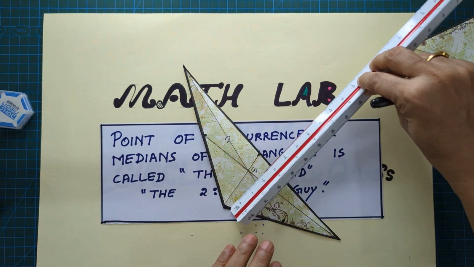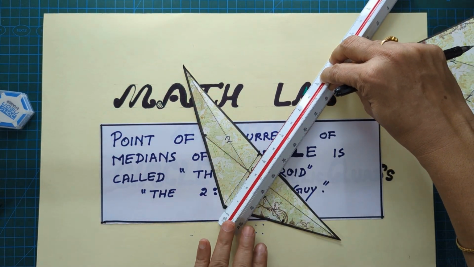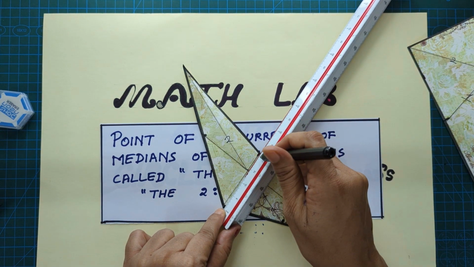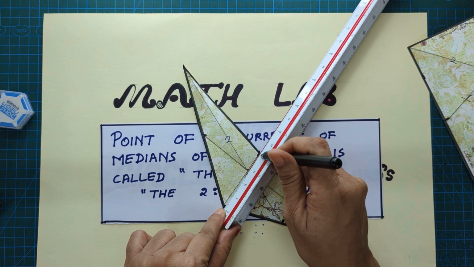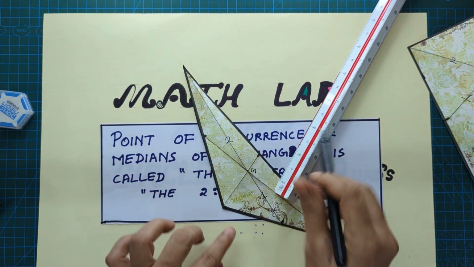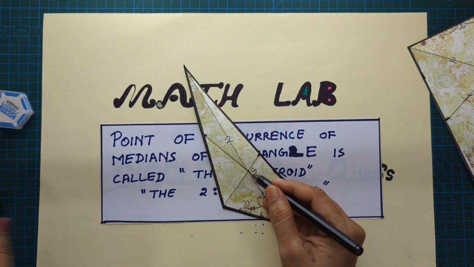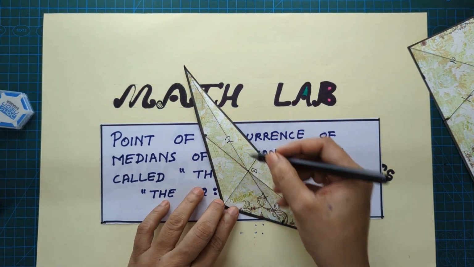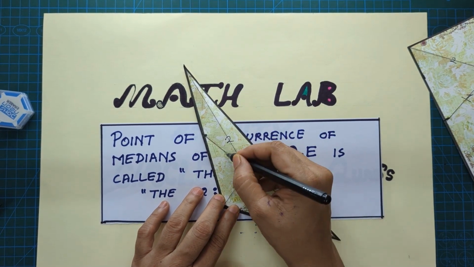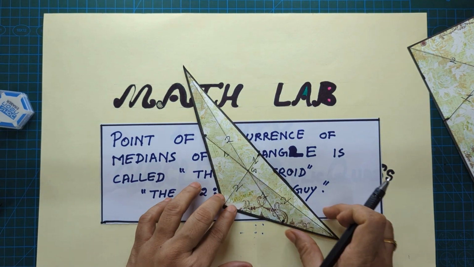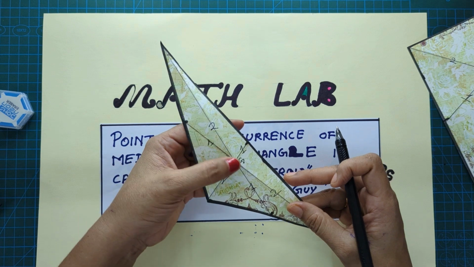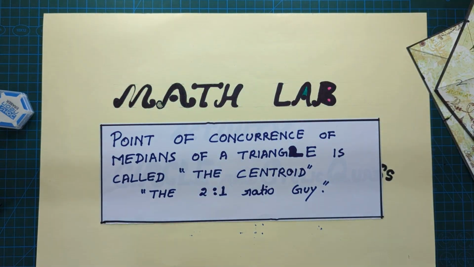Is it true for the third median? Let's see. At the vertex, I kept 0 and the centroid there is some 5 divisions next to 20. So this also is coming in 2:1 ratio. So the median is divided in 2:1 ratio by the centroid. So this is 2, this is 1, this one is 2, and this is 1. In case of an obtuse triangle also, the medians are concurrent. The point of concurrence is called the centroid. The centroid lies inside the triangle.